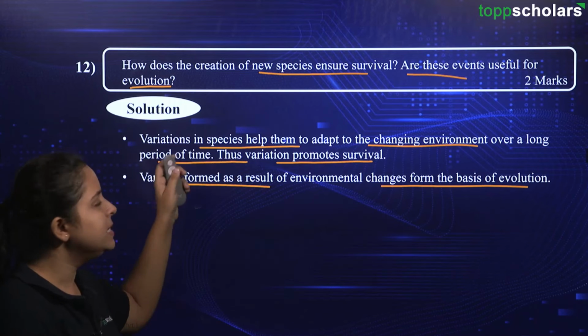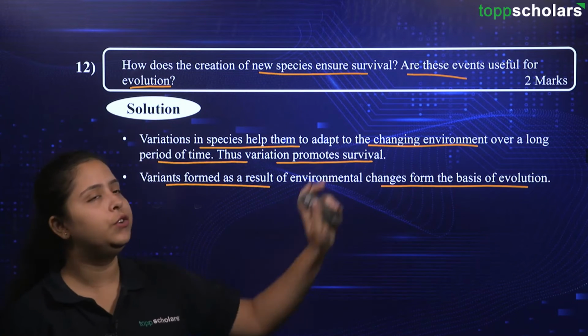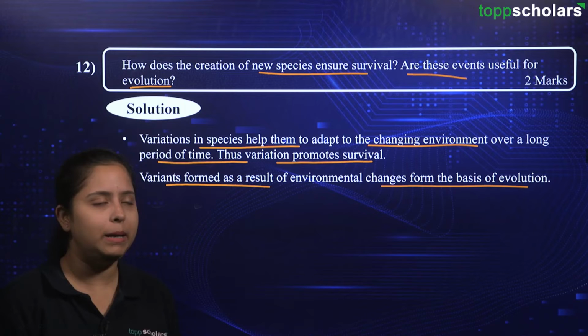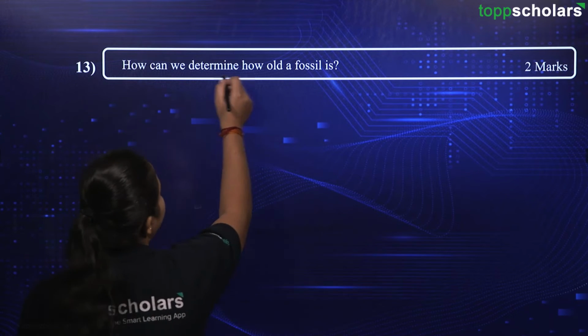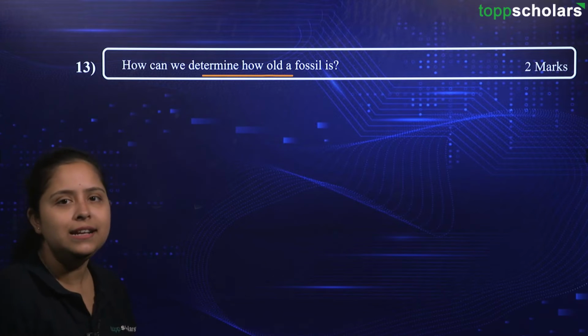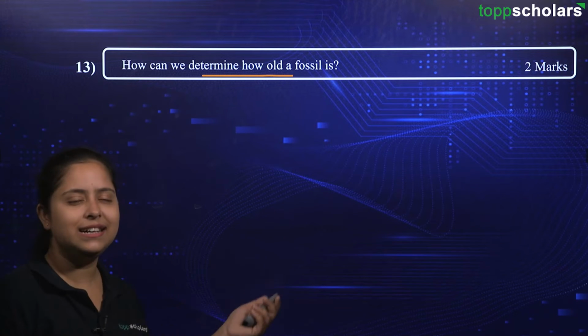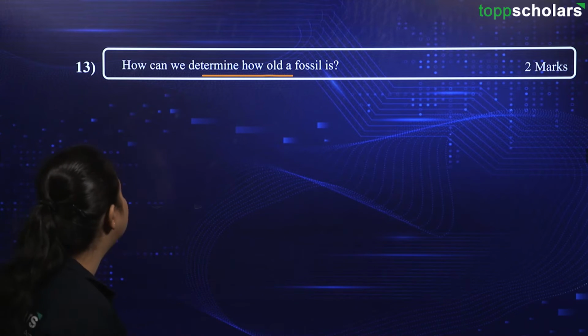Alright, so 2 questions asked to you. You are having 2 sentences in your solution and you are good to go for gaining those 2 marks for your paper. Here is the question again for 2 marks. It says, how can we determine how old a fossil is? This also we have discussed earlier in our session. Let us have the solution part.